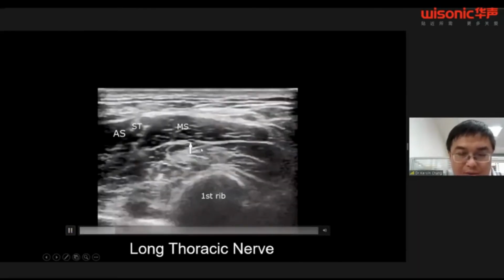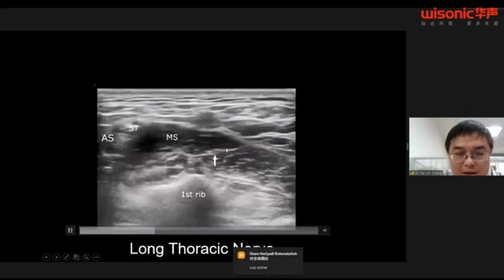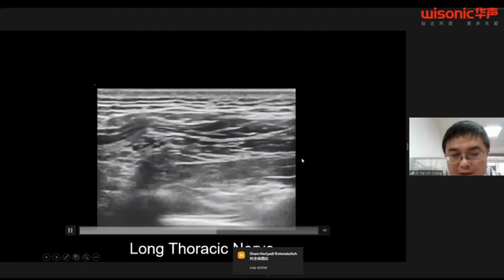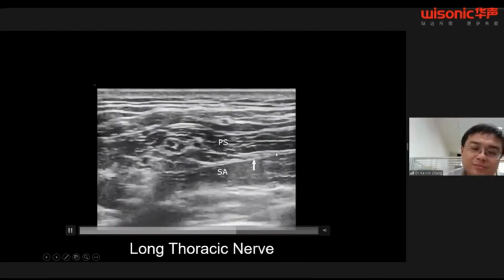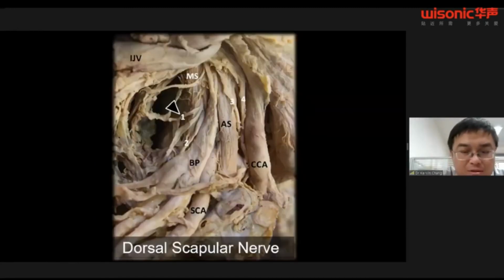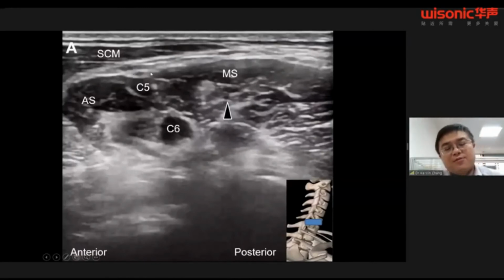So first, we put our transducer at the cervical level. Then we can find the nerve emerge from the nerve root, and then it's going to pierce the middle scalene muscle, and then it's going to course on top of the serratus anterior. So an easy way to find the nerve, if you cannot find the nerve at the cervical level of the neck level, you can just go to the lateral part of the supraclavicular fossa and check the serratus anterior, and the nerve will be on top of the serratus anterior.